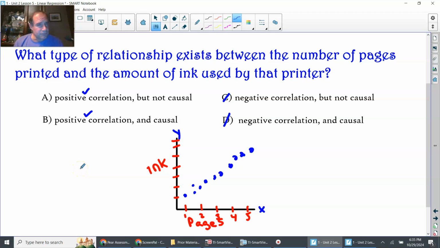So it's not causal or it's causal. Does printing more pages result directly in more ink being used? If you're saying yes, it's definitely yes. If you're printing more pages, you know that more ink is being used. B is your answer. It is not a thing where if you print more pages there's less ink being used, there's definitely more ink being used. So B is your answer.